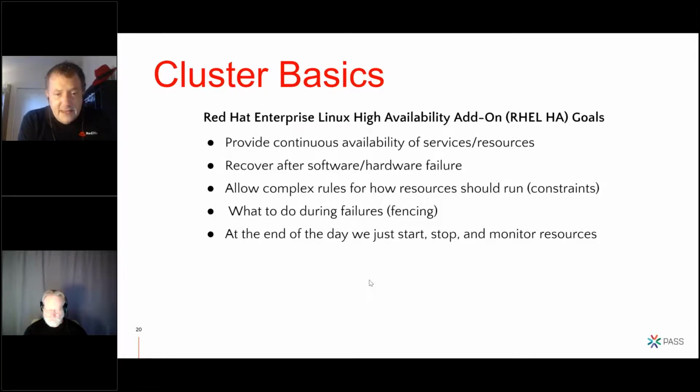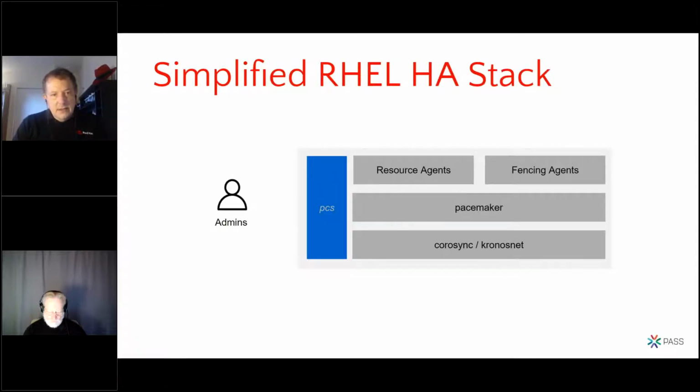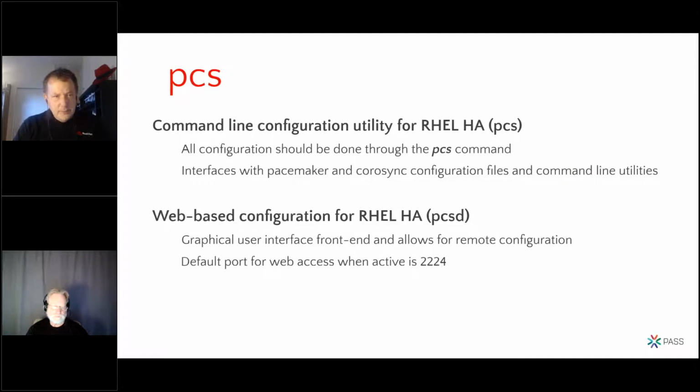At the end of the day, though, what we're really doing is just starting, stopping, and monitoring resources. And the whole architecture of RHEL HA can be simplified into PCS, which is the tool that you use to manage the RHEL HA clusters, resource agents, fencing agents, Pacemaker itself, and then CoroSync and Kronosnet. We'll walk through each of those here from an architecture standpoint.